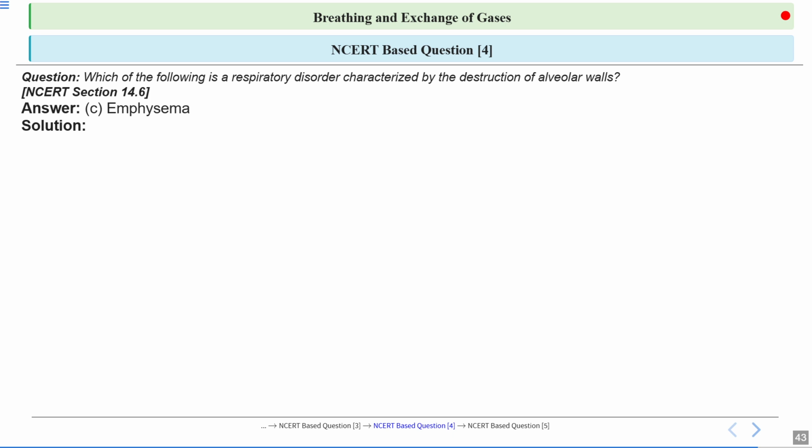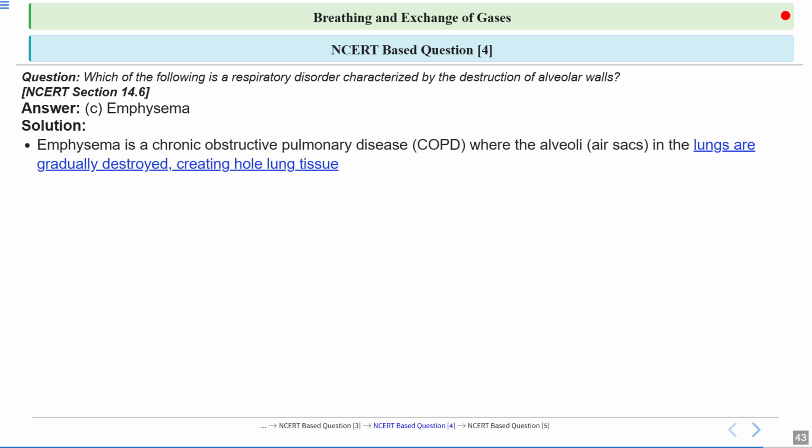C, emphysema is the correct answer. Emphysema is a chronic obstructive pulmonary disease. Very, very chronic. It is a pulmonary disease, that is, a disease related to the lungs. Why is it chronic? Because alveoli, meaning air sacs in the lungs, are gradually destroyed. So once they are destroyed, they cannot be brought back, right?